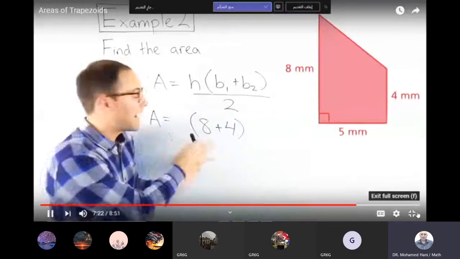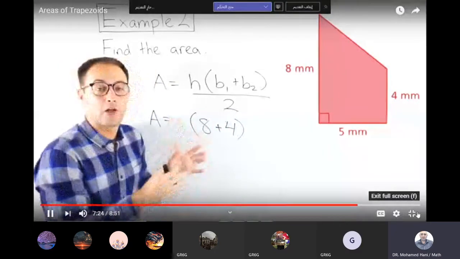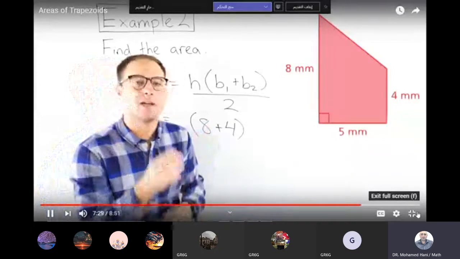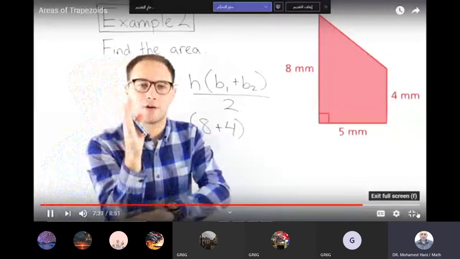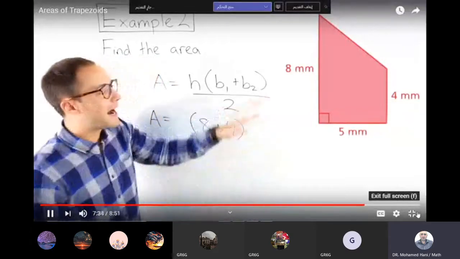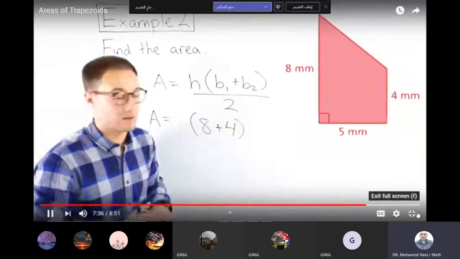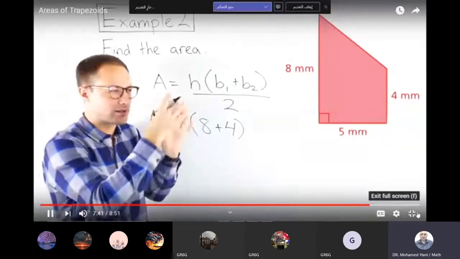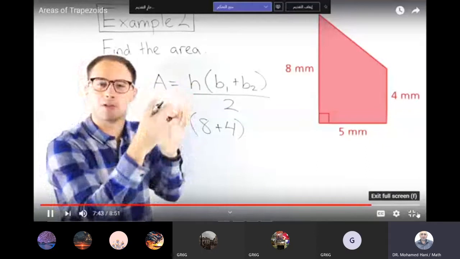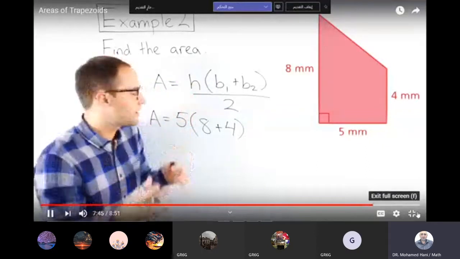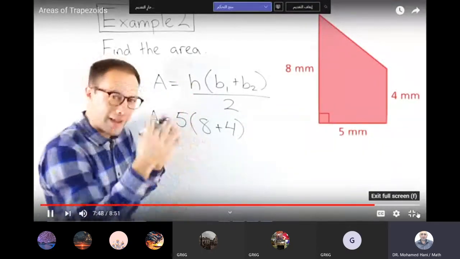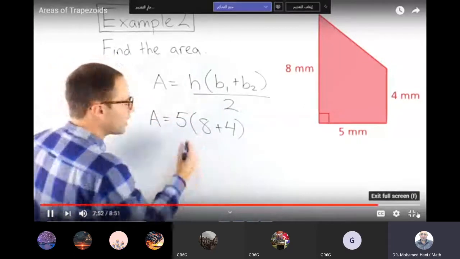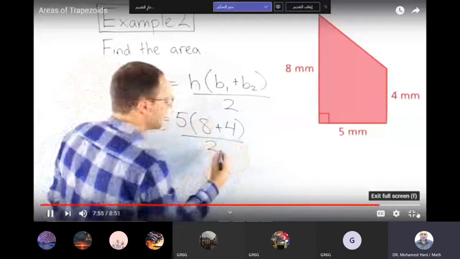Okay. Now that we have our bases, we've got to look for the height. The height is always going to be perpendicular to the bases, right? It's going to form a right angle. So if you look here, the height then is this 5 millimeters. Okay, that's got to be my height. So it's a little different when they start kind of rotating the trapezoids. They're trying to trick you a little bit. Just be careful. Look for those parallel bases and then a perpendicular height. Okay, and then all of that, don't forget, divide by 2.